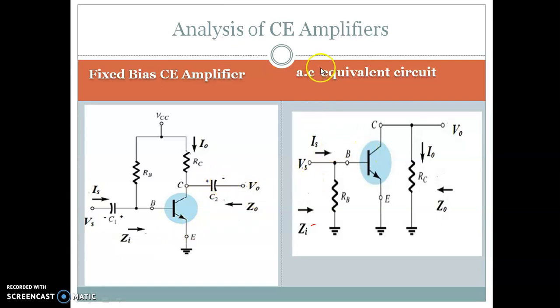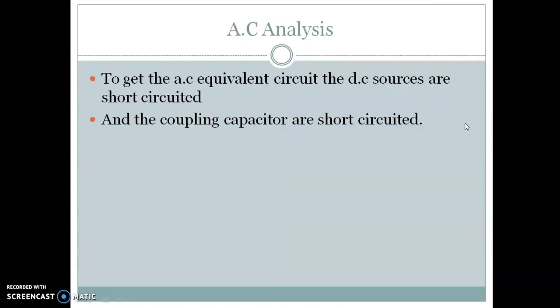Whenever we want to draw the AC equivalent circuit, first of all we have to replace the coupling capacitors by a short circuit, because for an AC signal the capacitors will act like a short circuit. So your C1 and C2 are going to be short circuited and the DC source will be removed, so your RC is being connected to the ground. Okay, so we have drawn the AC equivalent circuit.